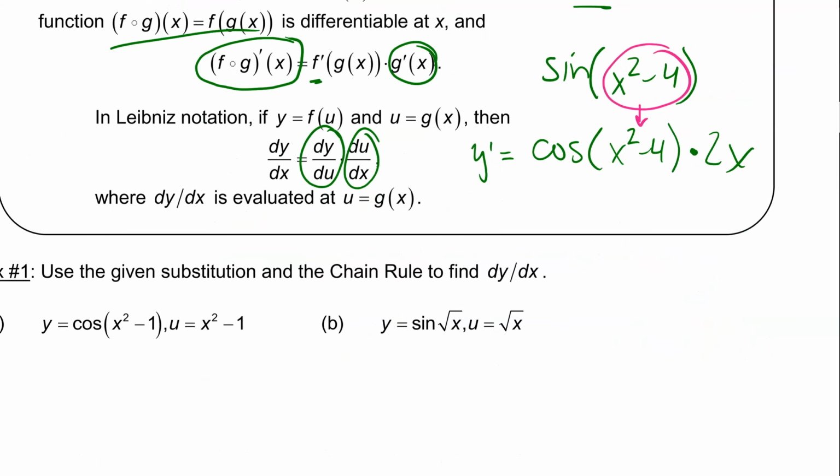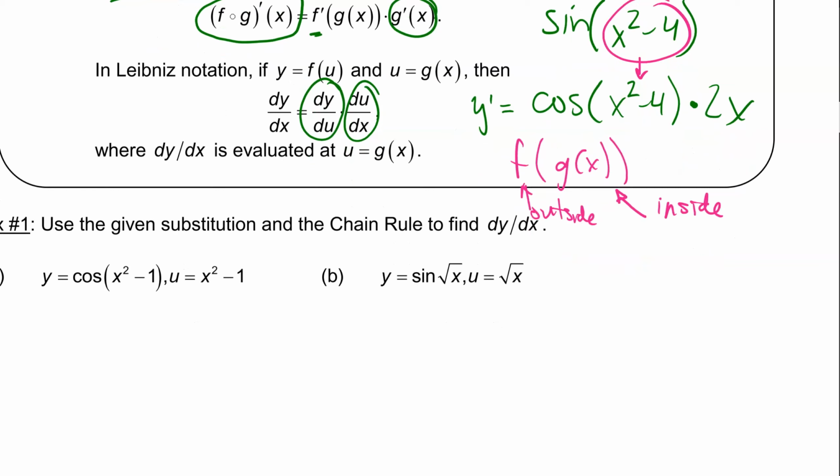Raise your hand if you have a question. I want to make sure we all understand this. So f of g of x: f is the outside, and g of x is the inside. Right?